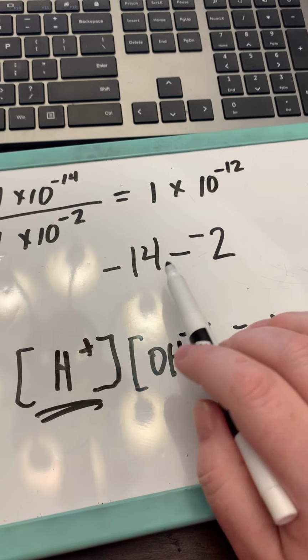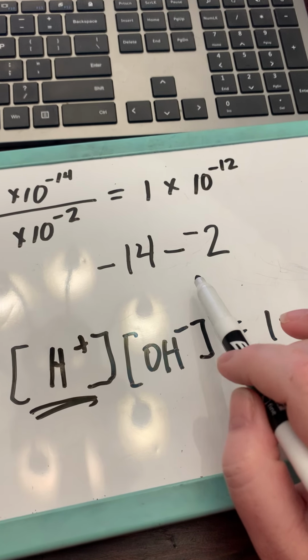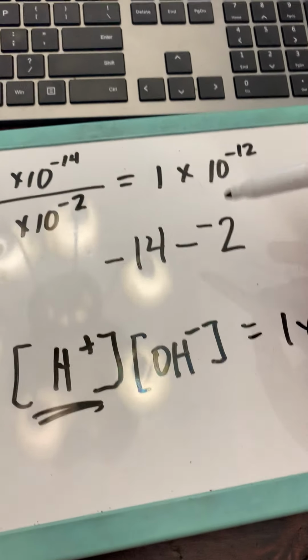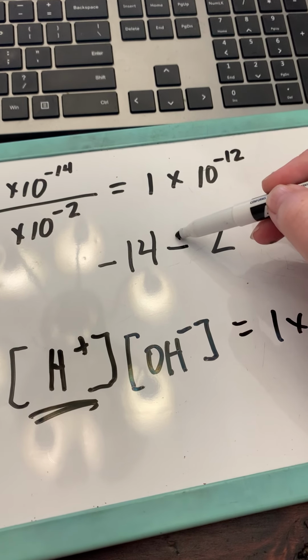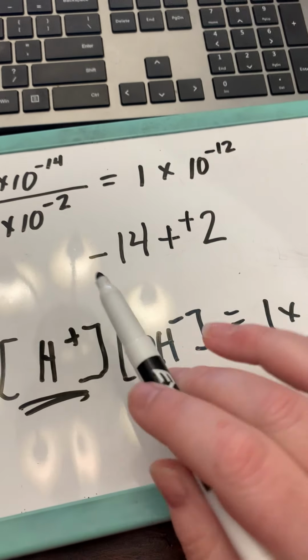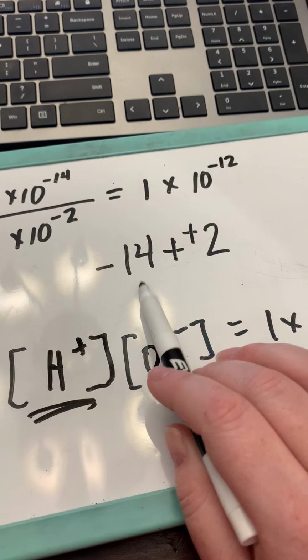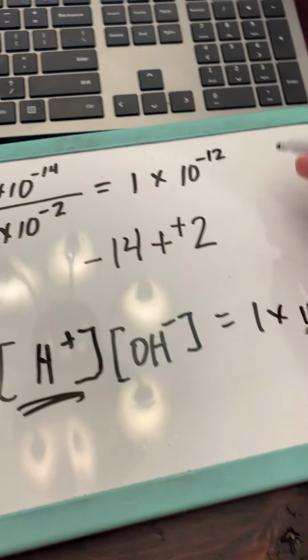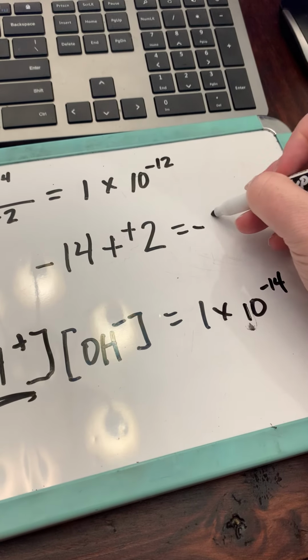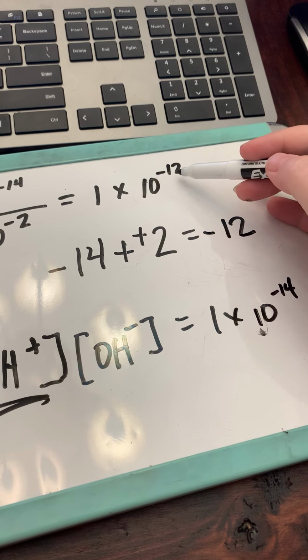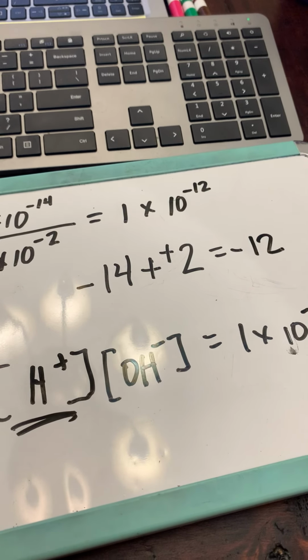Well, when you are subtracting a negative number, this becomes a plus. So really you have negative 14 plus 2, which would equal negative 12, which is the exponent that we got on our answer. I hope that helps.